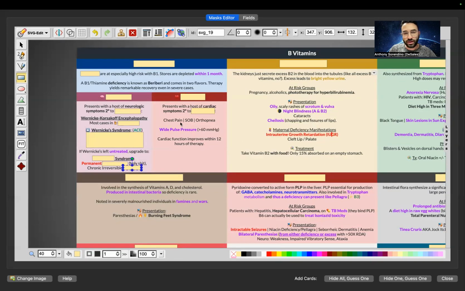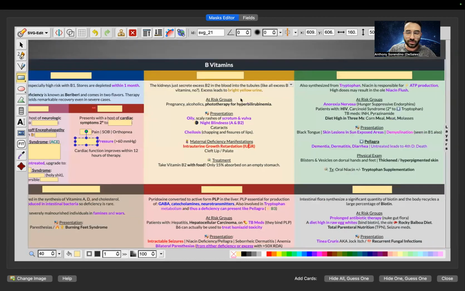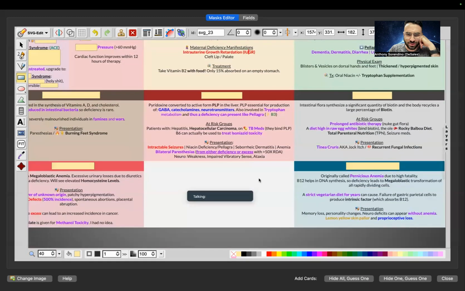I thought the chest pain over here was interesting because you see that so much on vignettes. Wet beriberi as a differential is pretty spicy just for chest pain. We'll throw that on there. Wide pulse pressure, I think, is interesting. That's pretty much it. We'll go to B2. Excess leads to what kind of urine? Yeah, this phototherapy I thought was interesting. That's listed somewhere else too.